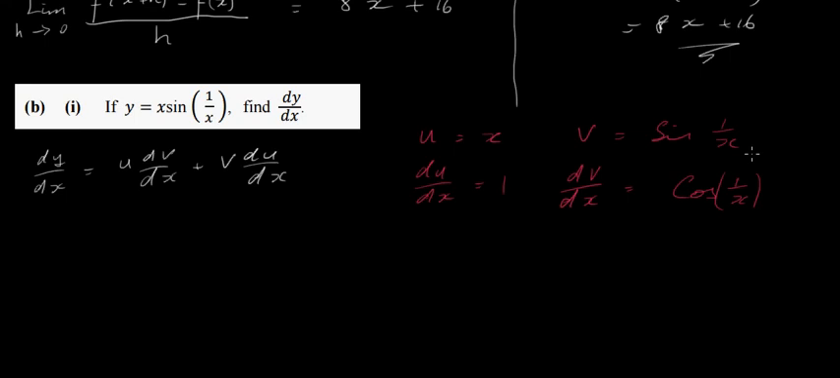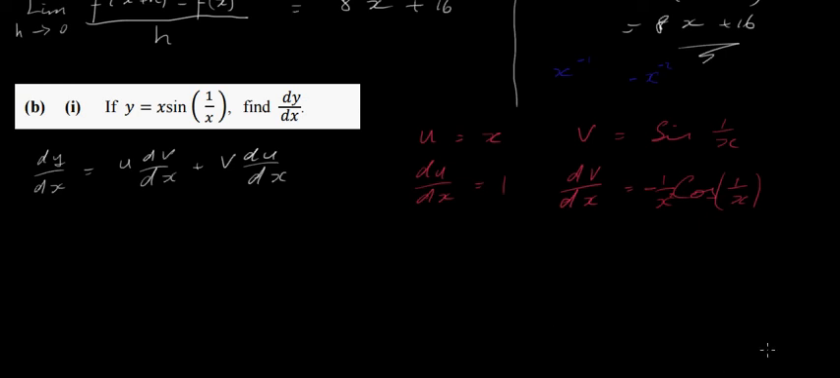But we must differentiate the 1 over x as well. 1 over x is x to the power of minus 1. So differentiate that, bring the minus 1 down, we get minus x, and then subtract 1 from the power, we get minus 2. So it's minus x to the power of minus 2. Really that's just minus 1 over x squared.